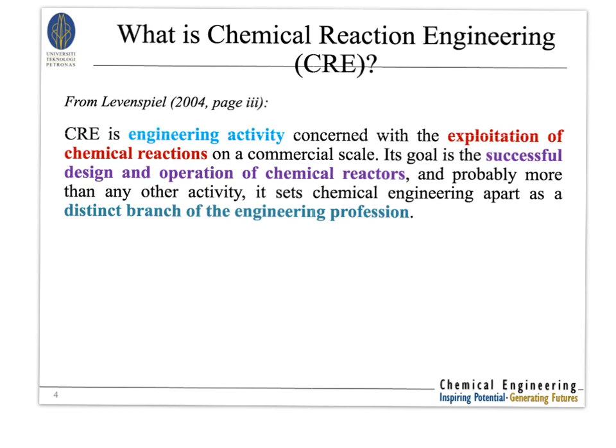Okay, so first, let's have a look at the definition of chemical reaction engineering. From Levenspiel, he stated that chemical reaction engineering is an engineering activity that is concerned with the exploitation of chemical reactions. The main goal is to ensure that the design and operation of chemical reactors are successful. It also sets chemical engineering apart as a distinct branch of engineering profession. So for you to be a graduate chemical engineer, you must have the knowledge in chemical reaction engineering.